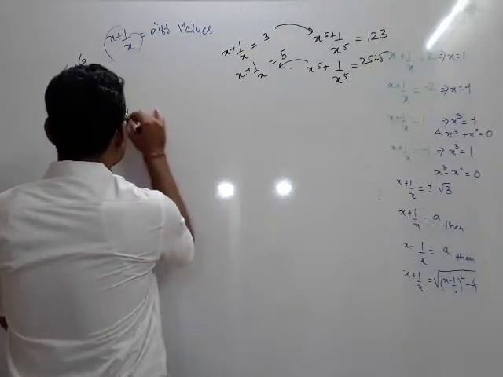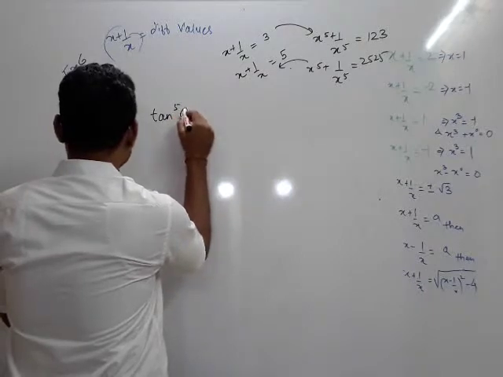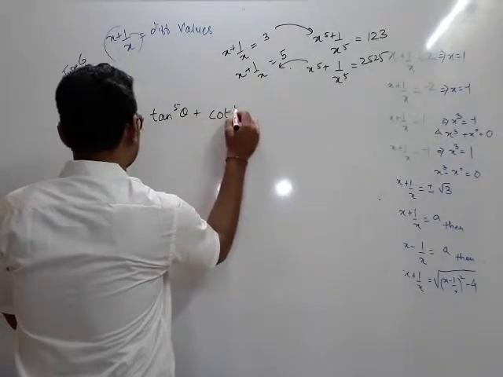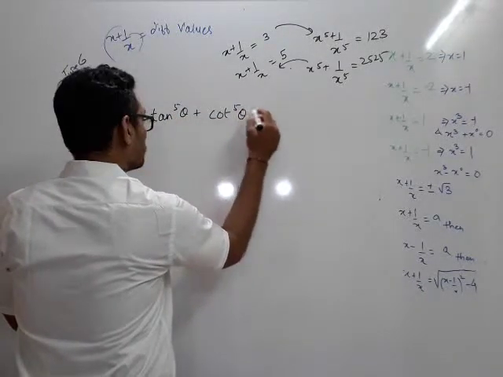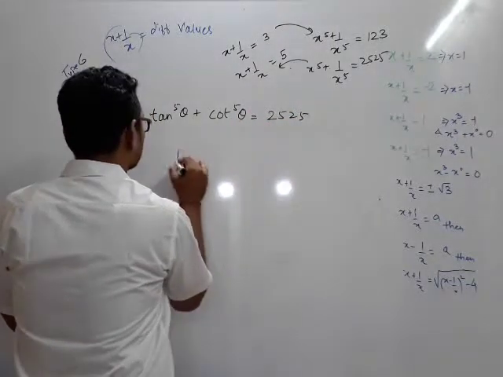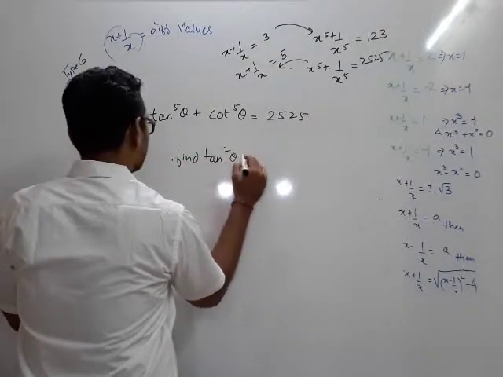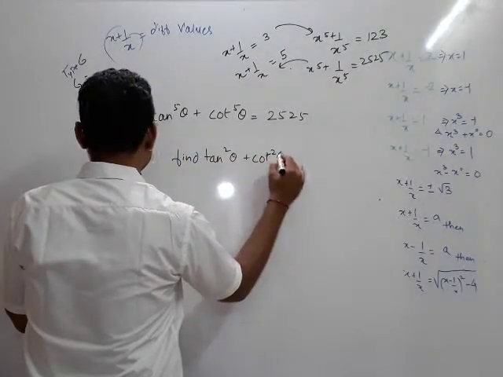One of the questions which was asked was tan raised to 5 theta plus cot raised to 5 theta. It was asked in CGL Mains. Find tan square theta plus cot square theta.